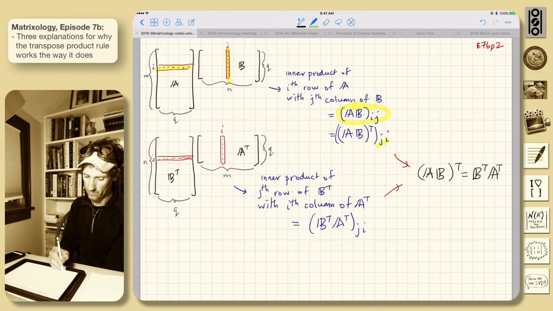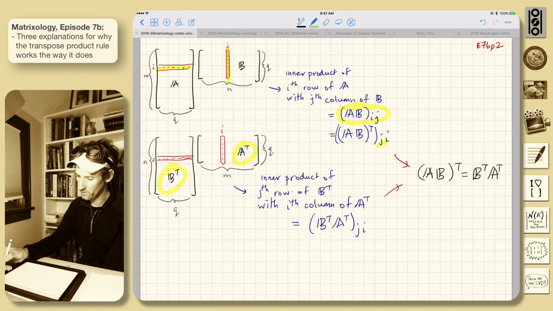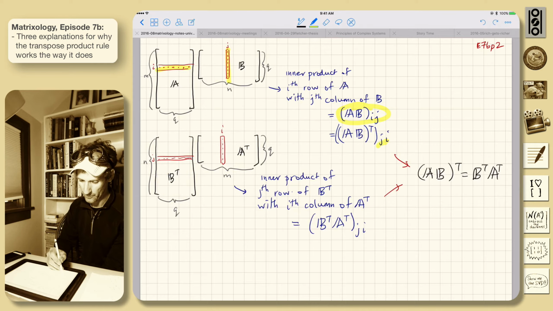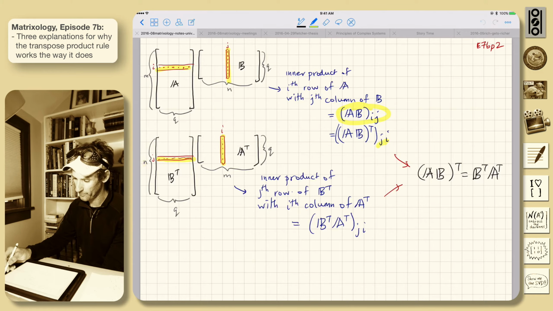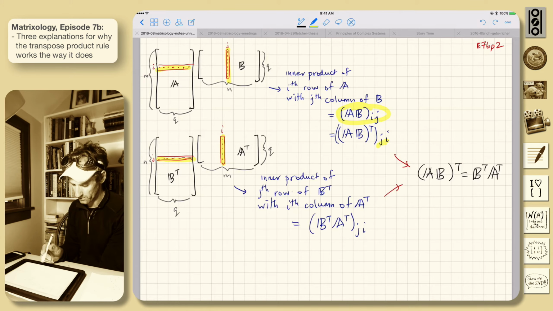We could start with B transpose first and then A transpose. And we'll take the jth row and the ith column, so we're flipping those two pieces. Now we have N out here instead of M. They look a bit the same, I suppose. I could have chosen some slightly different shapes, but okay.